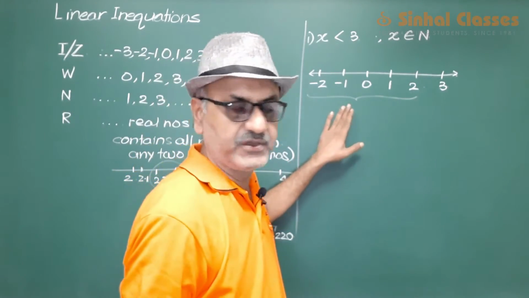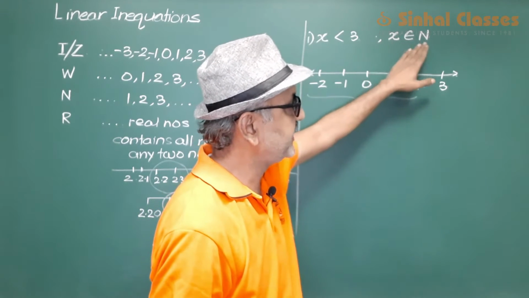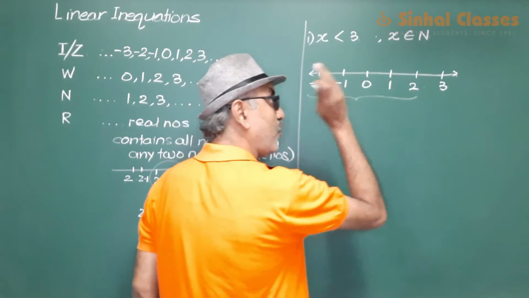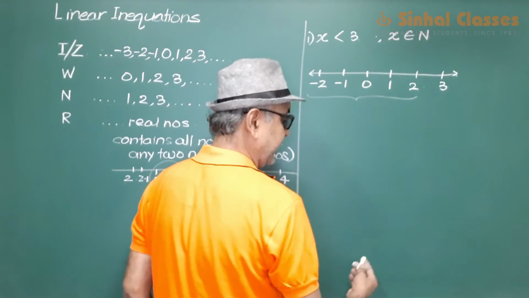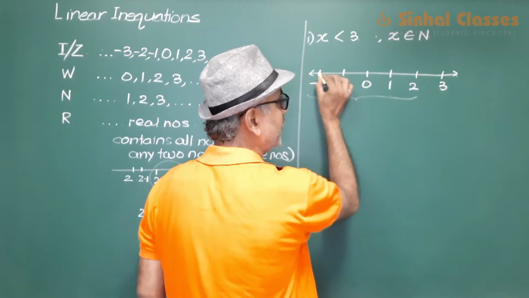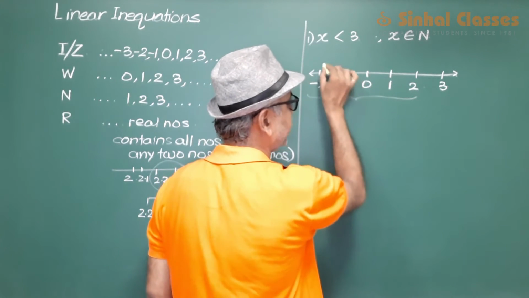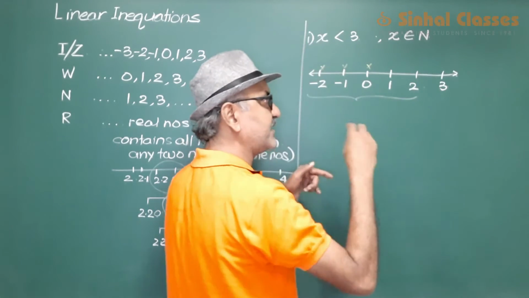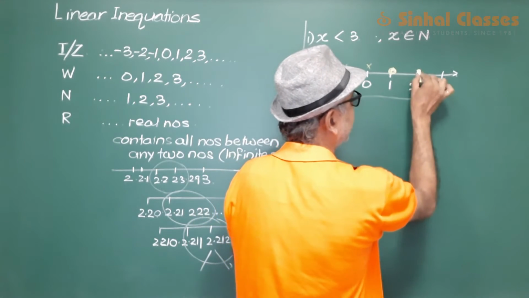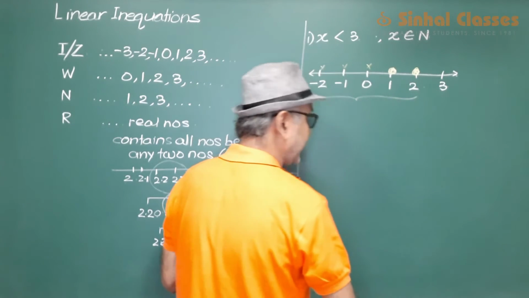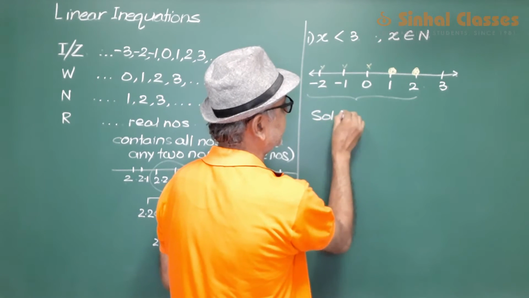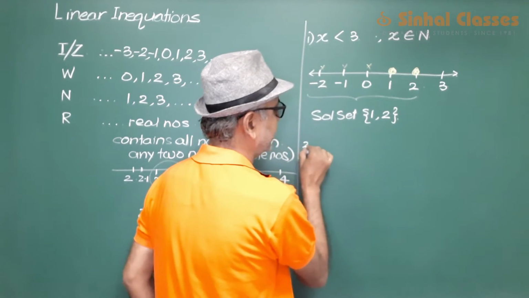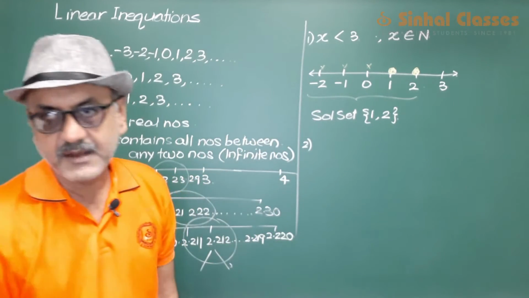Now to find our solution, we have to look at the replacement set. The replacement set states that x belongs to natural numbers. When we are talking only about natural numbers, minus 2, minus 1 and 0 are not natural numbers. So any number which is less than 3 and is also a natural number should be 1 and 2. So our solution set should be 1, 2. This is the first example.